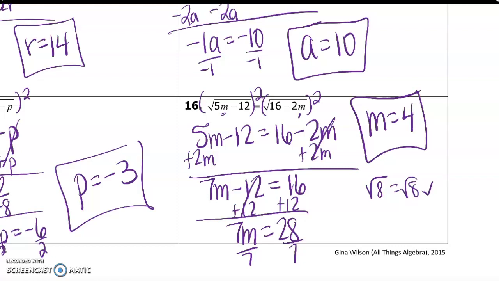So again, you want to get the square root by itself if you need to, by getting rid of anything that's happening on the outside. Then you square both sides to get rid of the radical, and then continue solving if you need to.